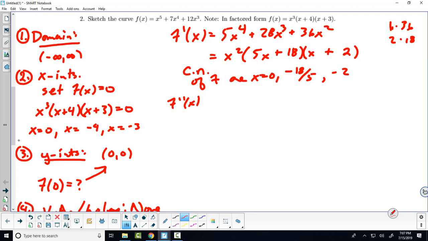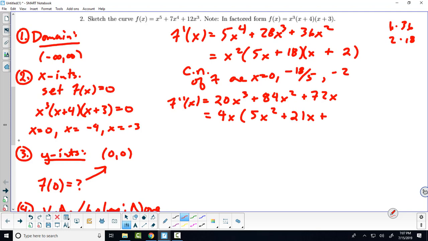The second derivative is 20x cubed plus, let's see here, 90 minus 6 would be 84, x squared plus 72x, I think. Let's see here. We get a 4 out of all those? Yes. So let's get 4x out. That leaves us with 5x squared plus 21x plus 18, I think.